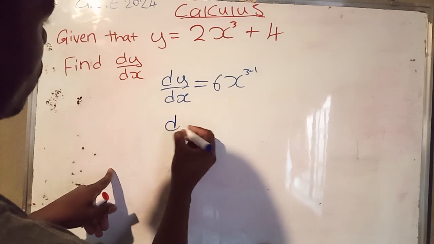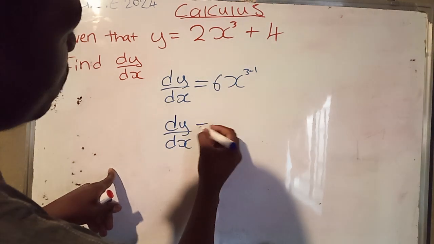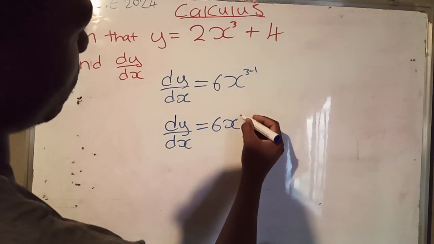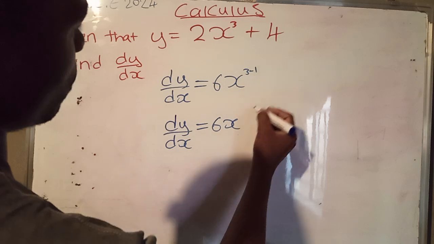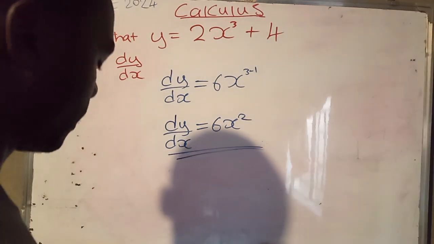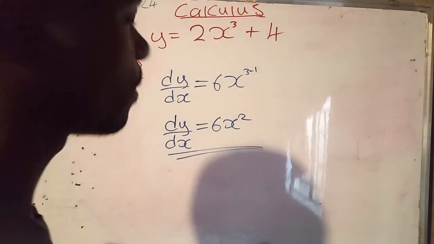So your final answer will be dy over dx, your answer will be equal to 6x to the power 3 minus a 1, which is 2. So this is your dy dx. That's all about differentiation under calculus.